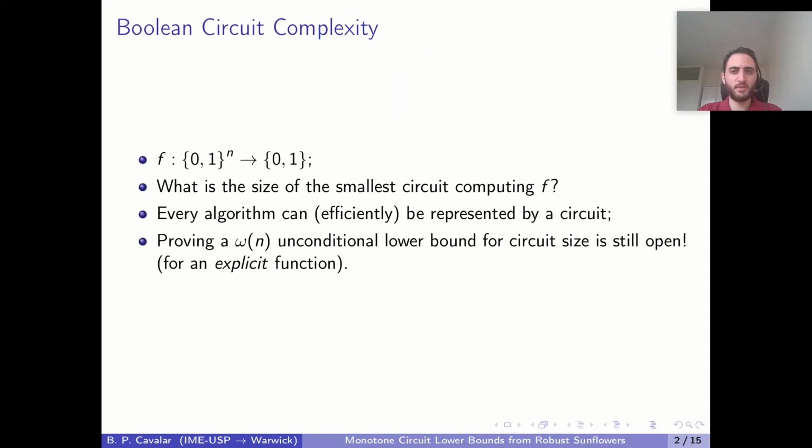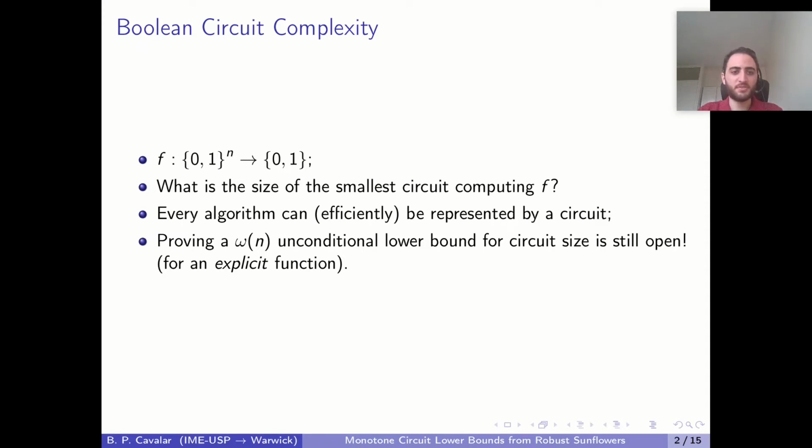In Boolean circuit complexity, we're interested in the computational model of Boolean circuits. Here we're interested in a Boolean function, and we want to know the size of the smallest circuit that computes the function. This computational model is in some sense complete, in that every algorithm can efficiently be represented by a Boolean circuit. And we want to prove lower bounds for the size of circuits that compute explicit functions.